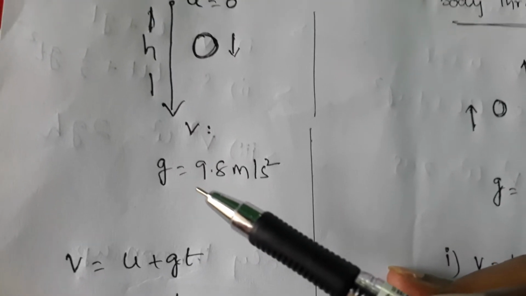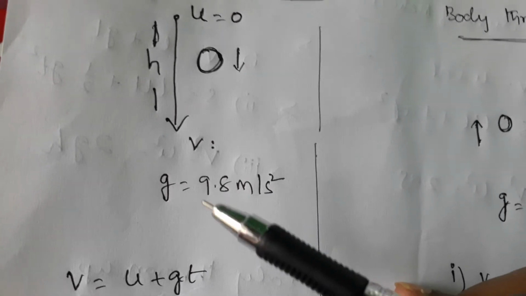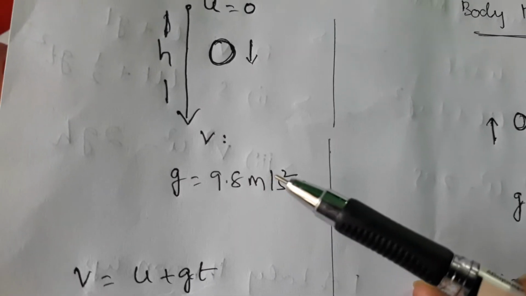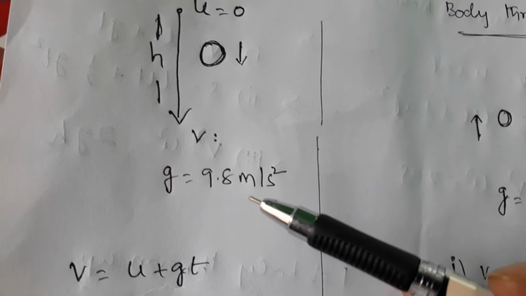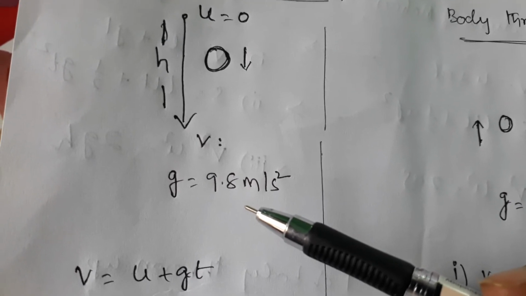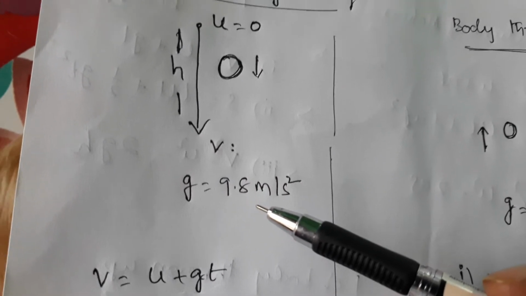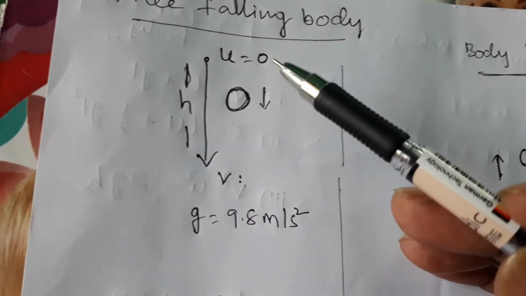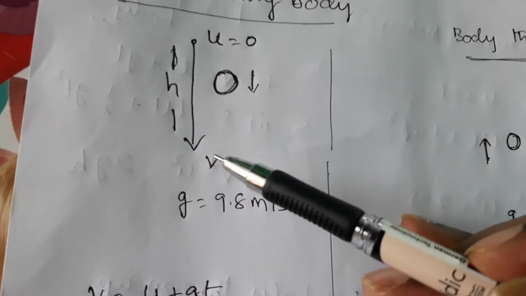The G value was already informed to you: 9.8 meter per second square, or approximately we can also take 10 meter per second square. Yes, see, U is 0 when the body is falling down.